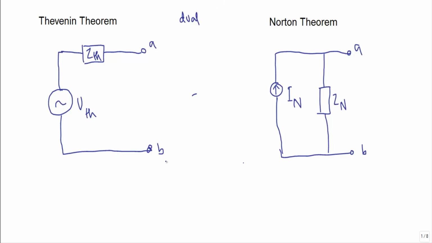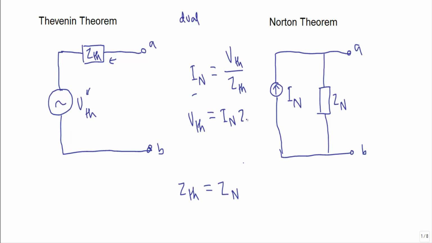See, between these A and B terminals we have this voltage source connected in series with the impedance ZTH. Here the value of ZTH will be exactly the same. Thevenin impedance will be equal to the Norton impedance. Now see, if I know the value of VTH and ZTH, I will calculate Norton current IN equal to VTH divided by ZTH or ZN. Or if I know the value of Norton current, I can easily calculate Thevenin voltage: IN into ZN or IN into ZTH.